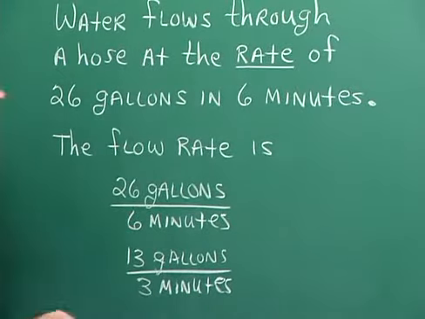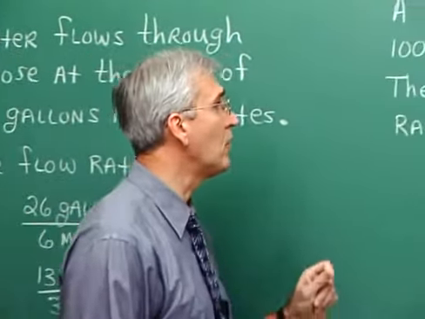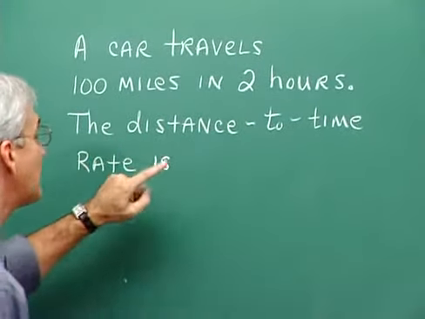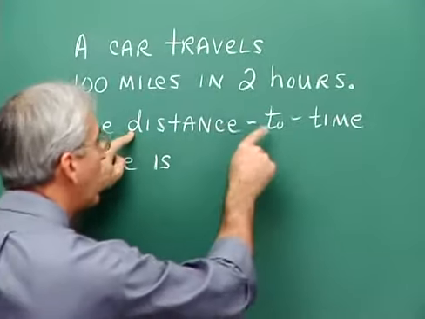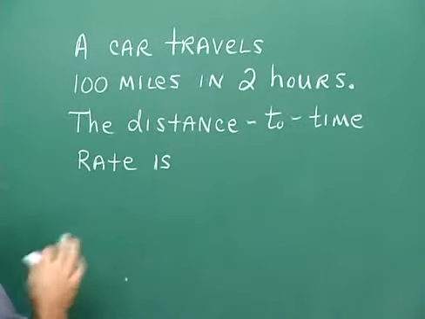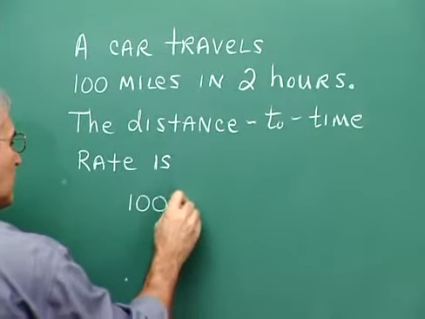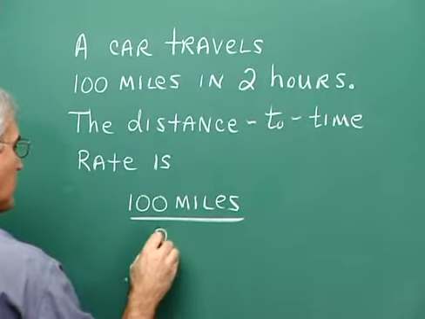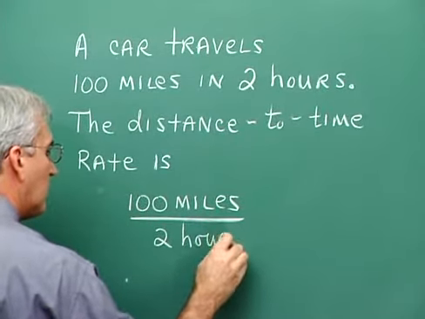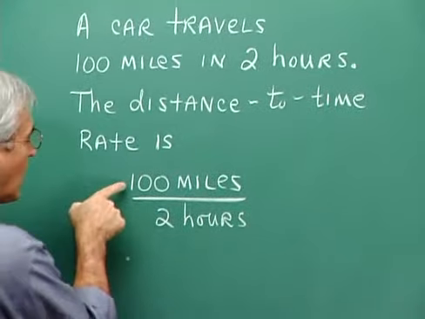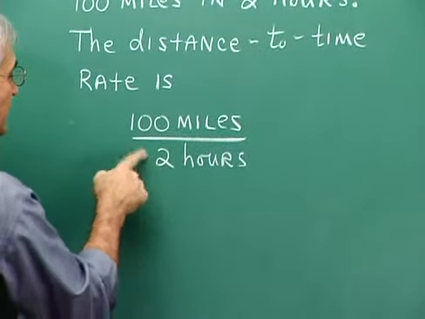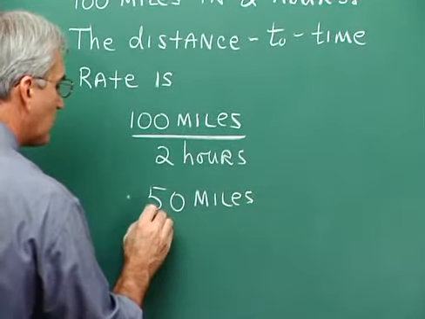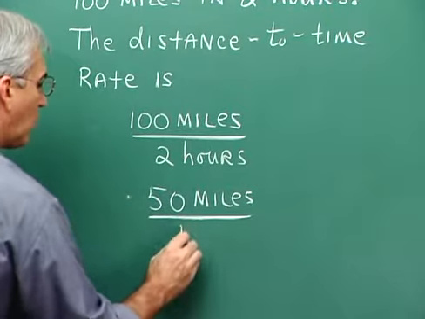Let's look at another one. A car travels 100 miles in 2 hours. The distance to time rate is, well, let's see, distance in the numerator to time in the denominator. So it's 100 miles in 2 hours. 100 miles over 2 hours. And again, we can reduce this, 100 and 2 are both divisible by 2. 2 into 100 is 50. 2 into 2 is 1. So this is 50 miles in 1 hour.